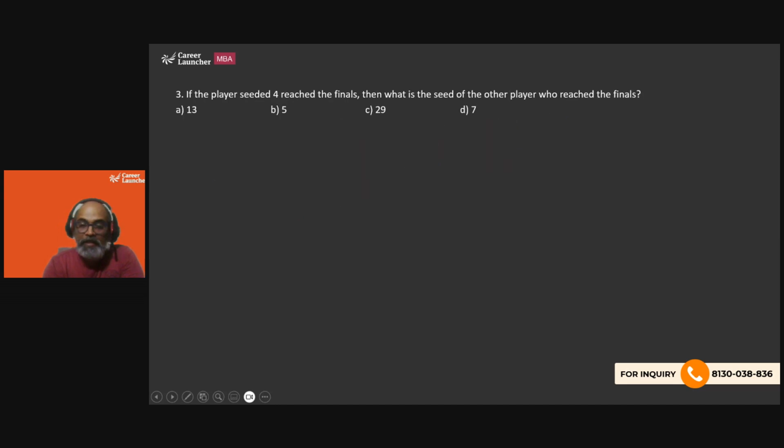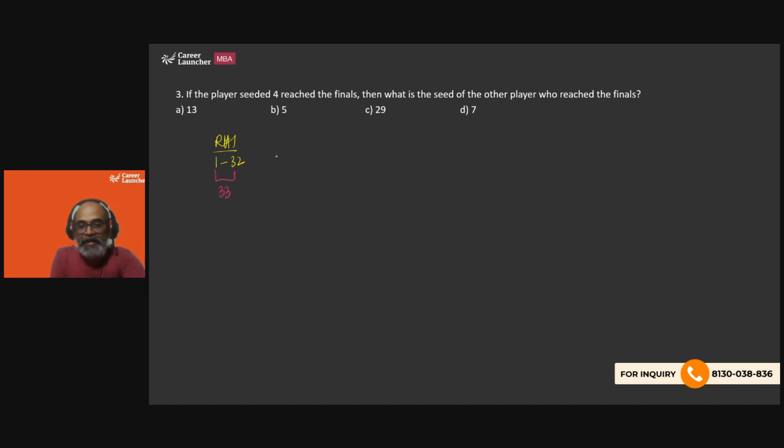Right. Let's look at the third question. If the player seeded 4 reaches the finals, then what is the seed of the other player who reached the finals, from the given options? So in round number 1, it's going to be 1 versus 32. So the sum is going to be 33.